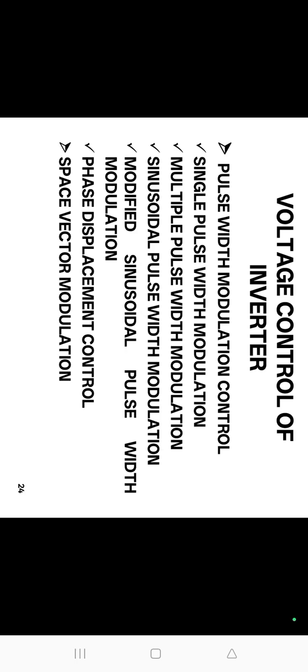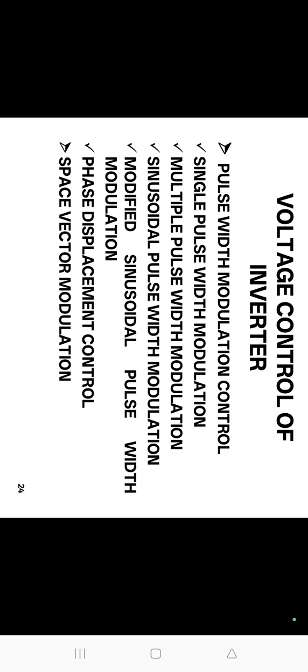First one is single pulse modulation. This modulation gives a quasi square wave output. Observe that there is a single pulse of output voltage during each half cycle. The width of the pulse is 2d. The RMS value of the output voltage can be controlled by varying the pulse width.